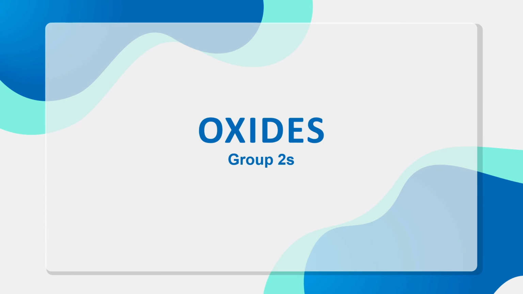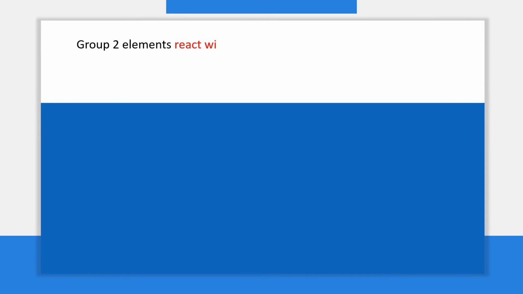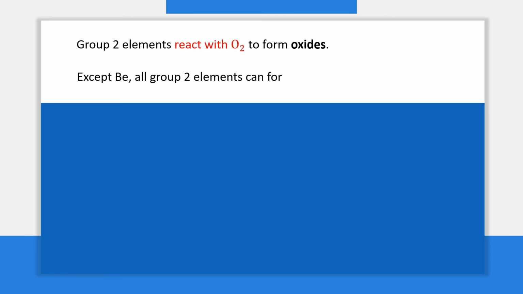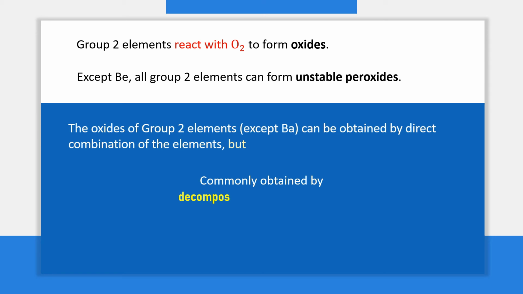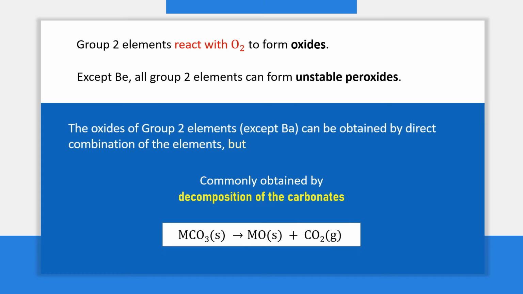Oxides. Group 2 elements react with oxygen to form oxides. Except beryllium, all group 2 elements can form unstable peroxides. The oxides of group 2 elements, except barium, can be obtained by direct combination of the elements, but it is most commonly obtained by decomposition of the carbonates. Here is the general chemical equation.